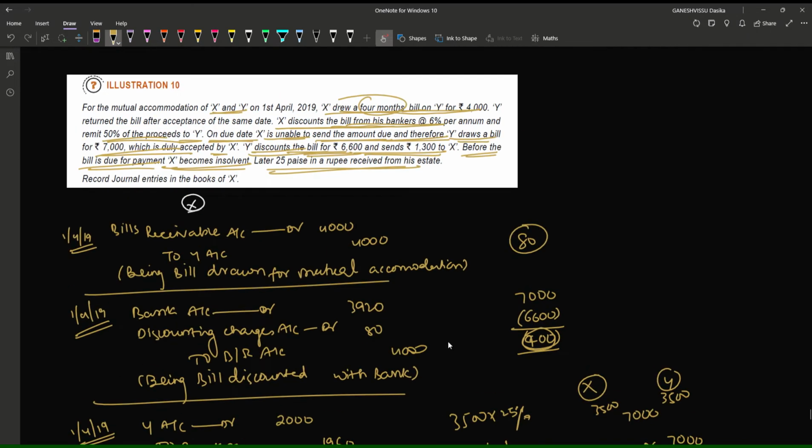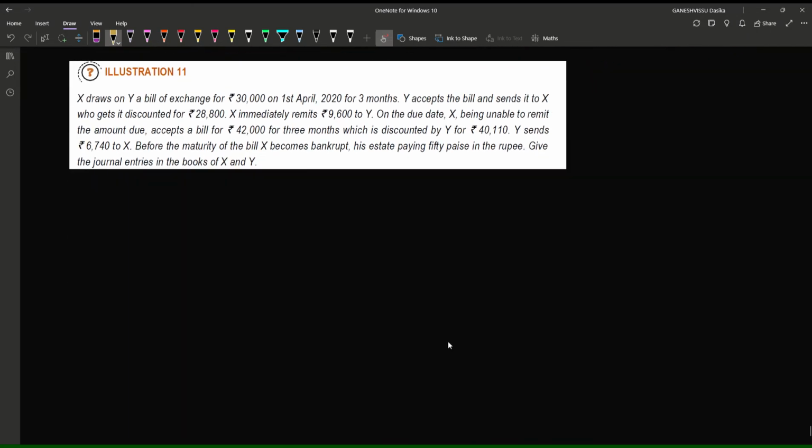So now we have completed illustration number 10. Let us now go for illustration number 11. X draws on Y a bill of exchange for rupees 30,000, and we need to pass the entries in the books of X and Y. So let us go now for X and Y. By reading the question, we shall go for writing the entries.